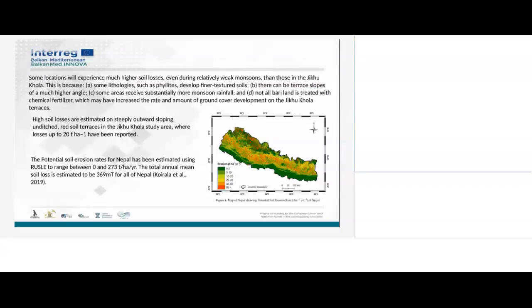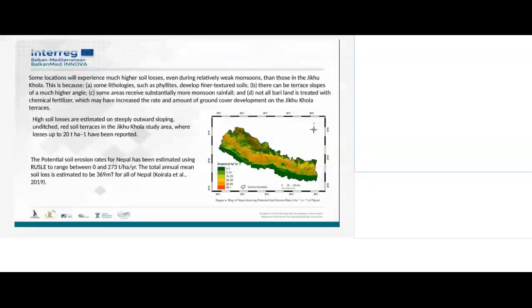Looking in detail in the study area, some locations experienced much higher soil losses, even during relatively weak monsoons, than those in the Jhikhu Khola. This is because of different reasons. For example, one of these reasons is that some lithologies, such as phyllites, develop finer textured soils, which are more susceptible to erosion.